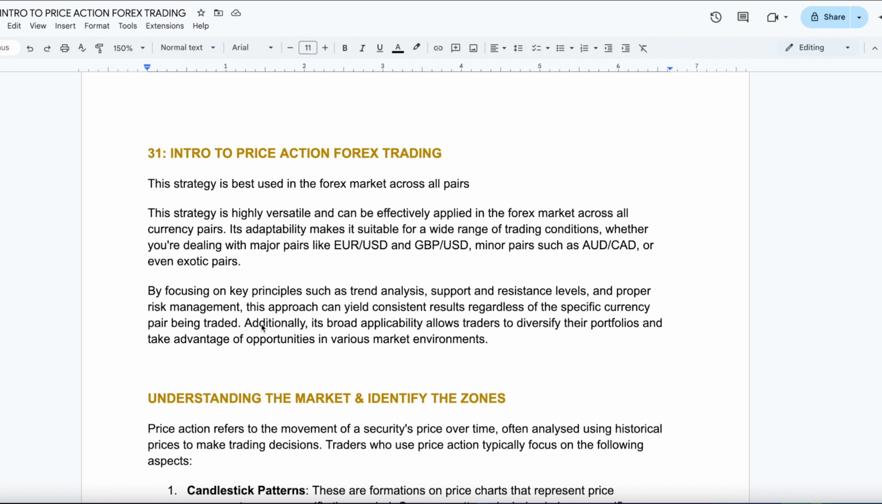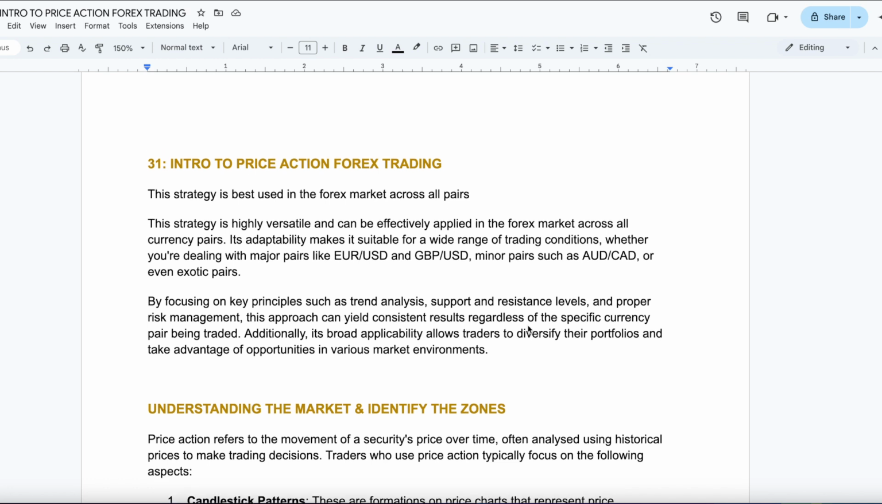So additionally, its broad application allows traders to diversify their portfolio and take advantage of opportunities in various market environments. You may have once been taught that you can only trade one pair or two pairs of Forex. With this price action method, you can trade any Forex pair, from major, from minor, even exotic pairs. If it's in line with what we're going to discuss in this video, then you can definitely trade it.